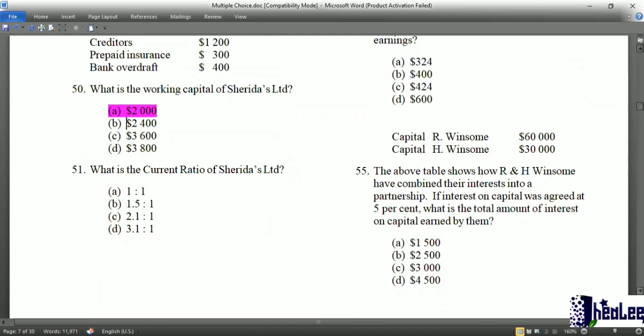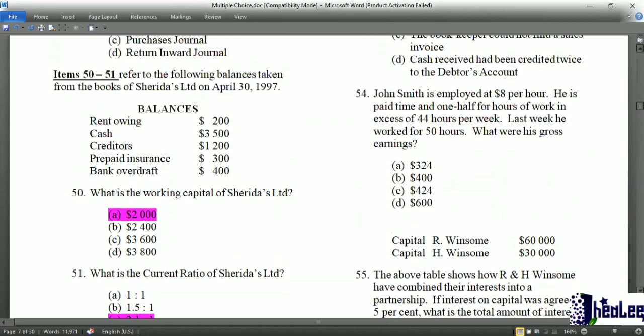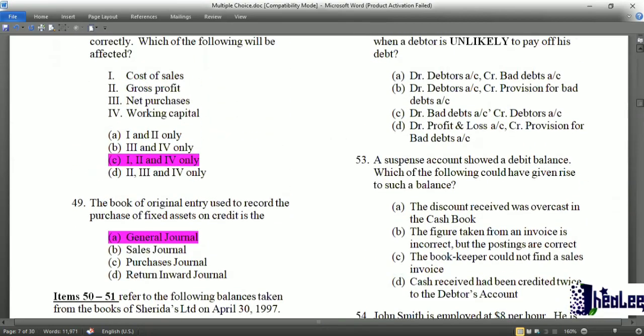What is the current ratio of Sheridas Limited? In order for you to calculate the current ratio, it is current assets divided by your current liabilities. So that would be 3,800 divided by 1,800, and that gives you a result of 2.1 to 1. Remember, your current ratio is expressed to 1. Likewise, your acid test ratio.